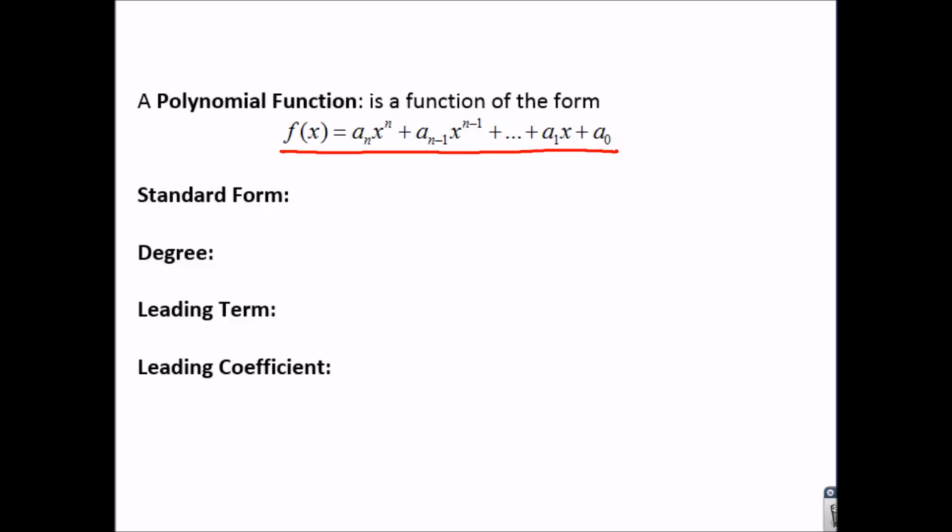But the key thing to remember is that there are no weird things going on in the function. There are no square roots, there are no absolute values, there are no negative exponents, there are no variables in the denominator. It's just a nice, normal looking equation. Standard form of a polynomial is when it's written in decreasing exponent order.